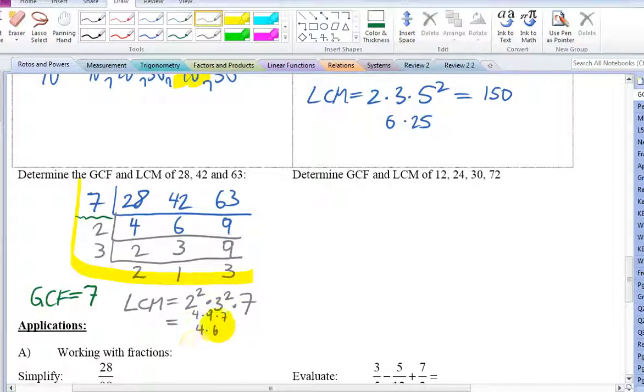4 times 63. Ooh. Calculator if you want. Actually, don't use calculator. Let's go old school, folks. Multiply them. 252. Is that right? Double check my work, please. Is that right? Awesome. Okay. So no calculator. You guys can do it. Any questions?